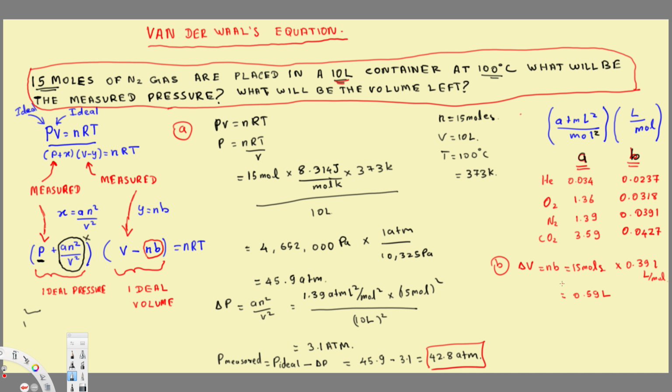But the question is, what will be the volume left? To find that, I have to subtract this part from the 10 liters. So V left is equal to 10 liters minus this 0.59 liter. That gives us the volume left. If you calculate this, this will give you 9.41 liters, and that is the volume left.